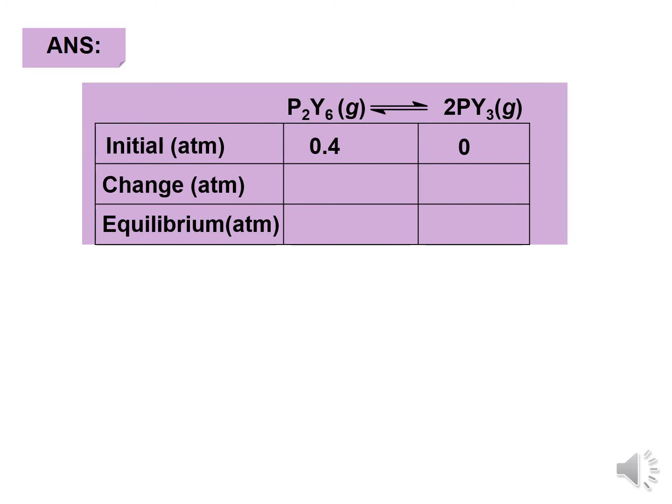Next, we express the change of pressure in x based on the stoichiometry coefficient. For P2Y6, the change is minus 1x because the pressure of reactant decreases with time. The change of product PY3 is plus 2x because when 1 mole of P2Y6 reacted, 2 mole of PY3 was produced. Then the equilibrium pressure equals initial pressure plus the change in pressure.